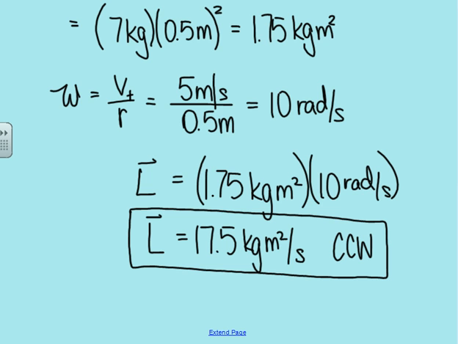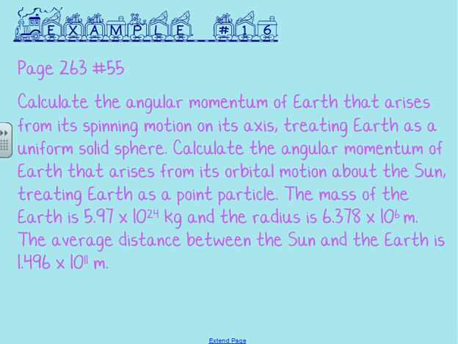One more problem with this. Example number 16 asks us to calculate the angular momentum of Earth that arises from its spinning motion on its axis. We are treating Earth as a uniform solid sphere. And then we want to know about the angular momentum of Earth that arises from its orbital motion about the Sun, treating Earth as a point particle. The problem gives us the mass of the Earth and the radius of the Earth, and also the average distance between the Sun and the Earth.